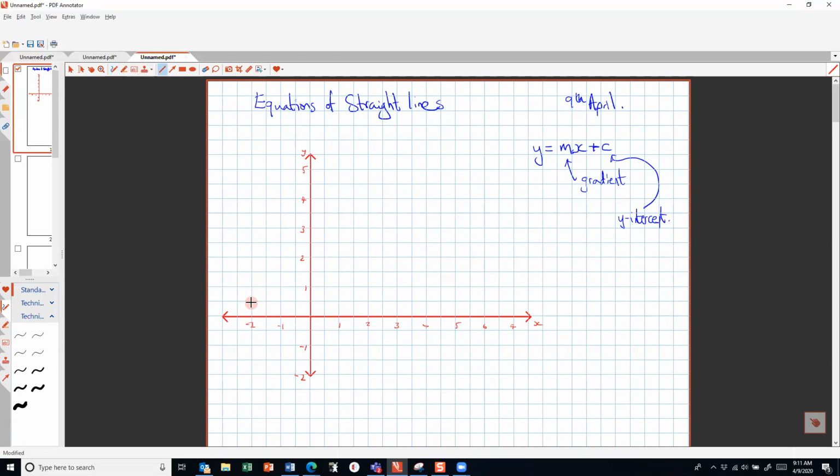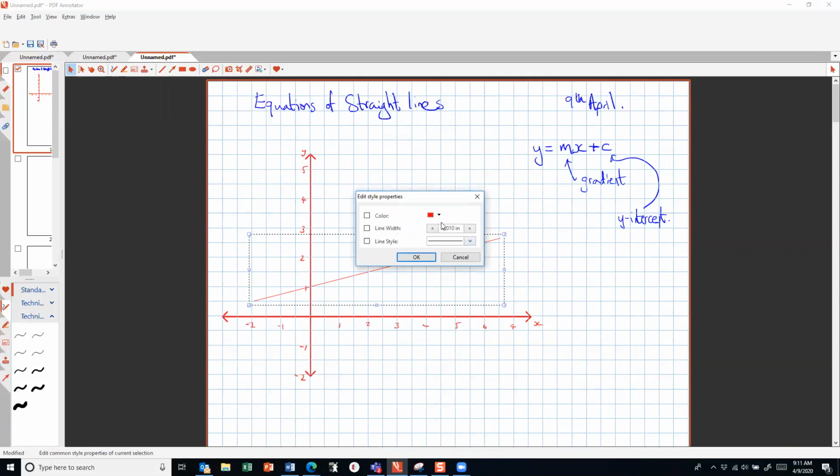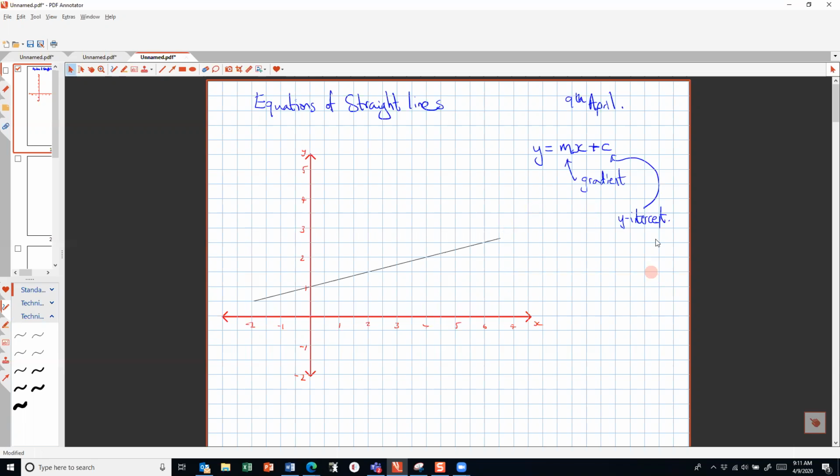Okay, so first off, if I draw a line, let's draw it like this. Okay, so there is my straight line. Let's make it a different color so I can differentiate it from the rest. Okay, so if I want to work out the equation of this line, two things I need are the gradient and the y-intercept. So who can remember, how do I work out the gradient?